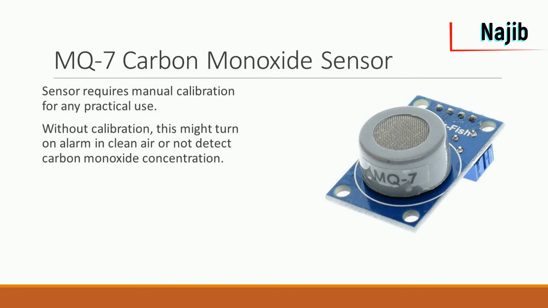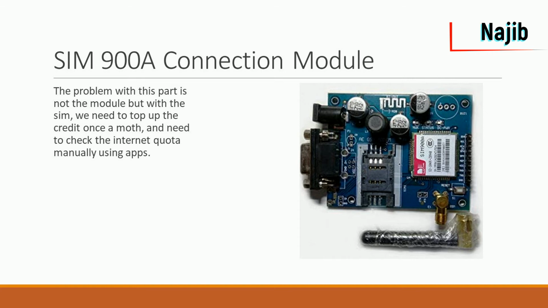The last thing is the SIM connection module. The problem with this part is not the module, but the SIM. We need to top up the credit once a month, and we need to check the internet quota manually using the apps. That's all. Thank you.